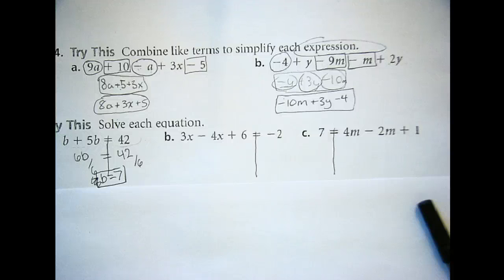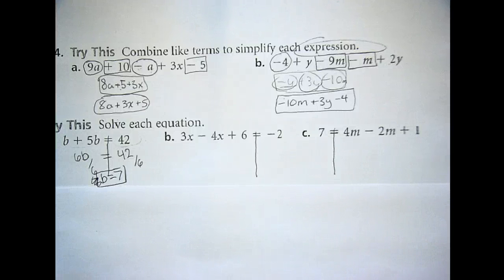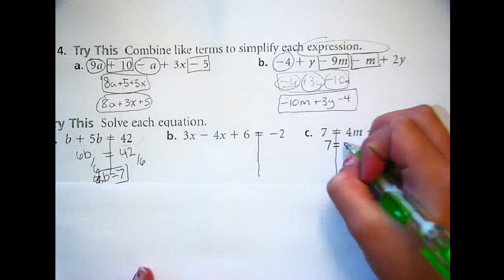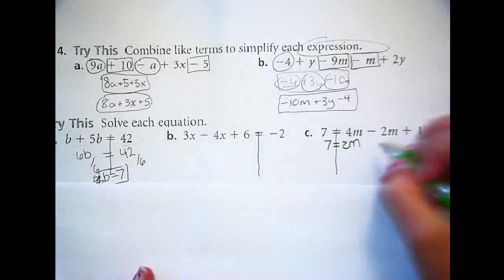That'll be good. Hey, checking letter A out. Notice Jennifer put the B and the 5B together to get 6B. And then that equals 42. Divided both sides by 6. So 1B is equal to 7. Good. Easy try letter C there.